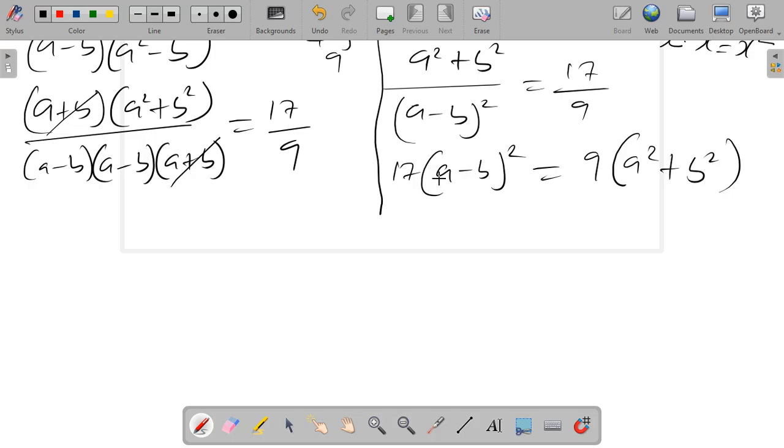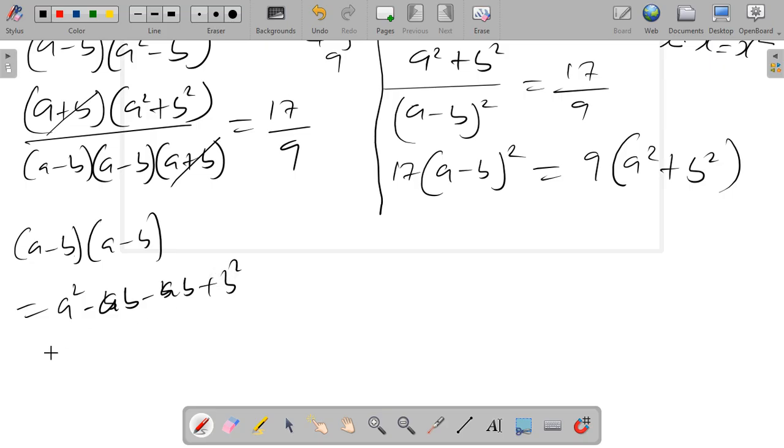Repeat after me. Square the first one, multiply the first one and the second one, double it, square the second one. Or you can just do it by saying (a minus b) and another (a minus b), and then you open the bracket. So a times a will give you a squared, a times minus b will give you minus ab, then minus b times a will still give you minus ab again, and then minus b times minus b will give you b squared, which will finally give you a squared minus 2ab plus b squared.